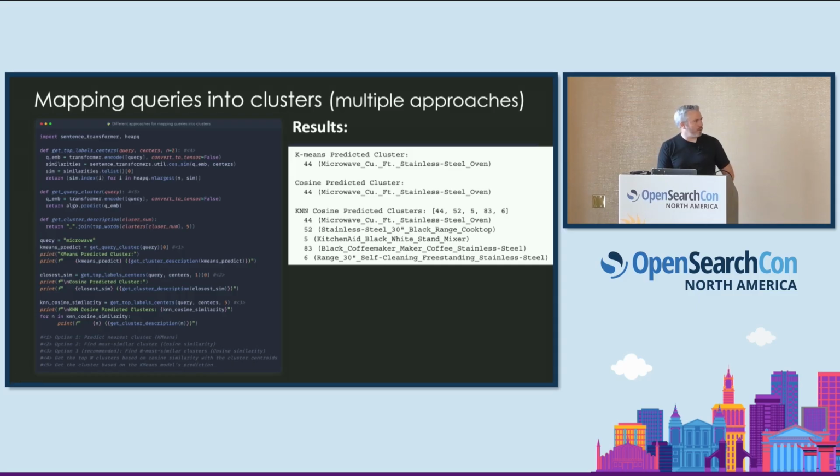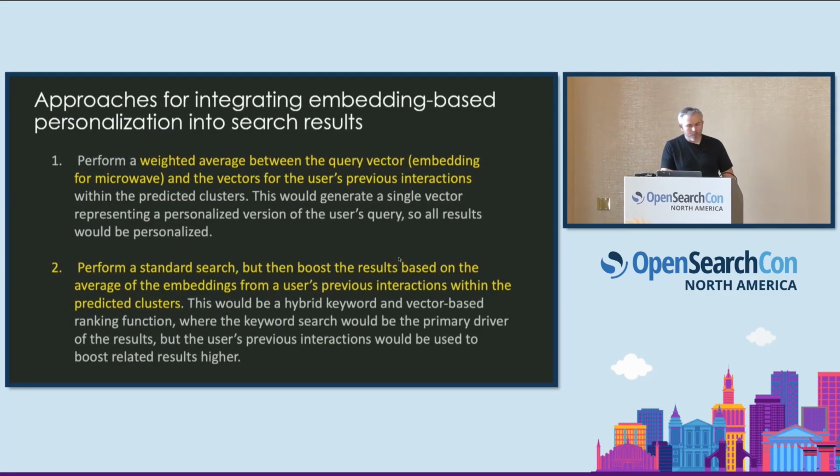They search for microwave, and I'm saying, these 5 clusters: microwave stainless steel oven, stainless steel black range cooking, KitchenAid black white stand mixer. These are just some examples of things in these clusters. I'm going to use those to apply a filter around those vectors, so I only select vectors associated with both the user and this query, so that I can then personalize the query. There are a couple of different approaches for how we can leverage the embeddings here.